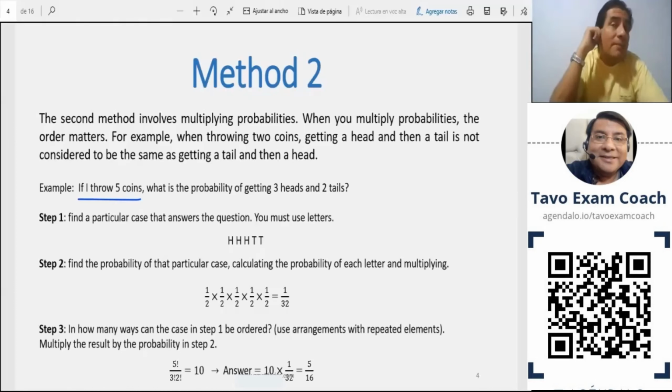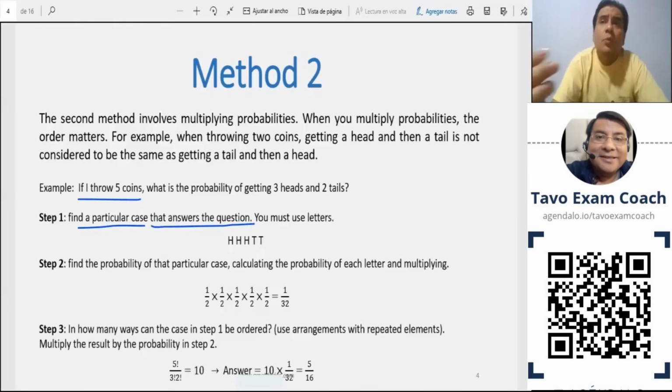So our step number 1 for this method is to find a particular case, that means a particular sequence of results that actually complies with what they're asking in the question. And for this, we use letters. So 3 heads and 2 tails can easily be represented with the 5 letters, 3 H's and 2 T's, where one H stands for a head and a T for a tail. Here we have 3 heads and 2 tails, but here we have a particular order where the 3 heads appear first and then the 2 tails.